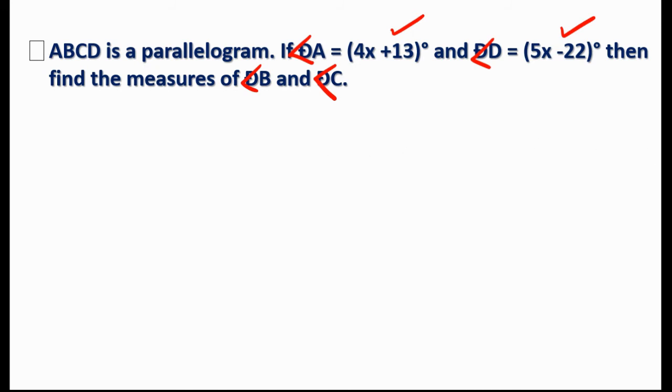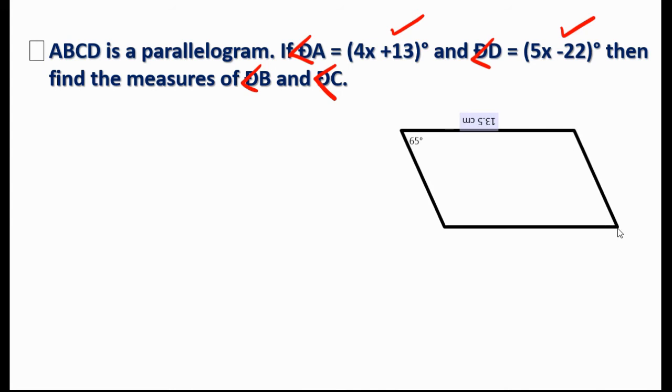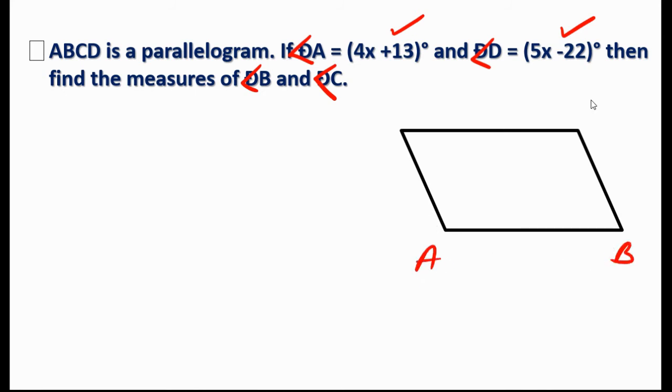चलो, इधर भी पैरेललोग्राम है. ऐसा भी बना सकते हैं, ऐसा भी बना सकते हैं. कौन सा सही रहेगा बाद में मालूम पड़ेगा. ओके, we will mark it as ABCD. चलो, ABCD आ गया. Angle A is equal to 4x plus 13. Angle D is equal to, this one is given, 5x minus 22. Now you are asked to find out the measure of angle B, कितना है, angle C कितना है.